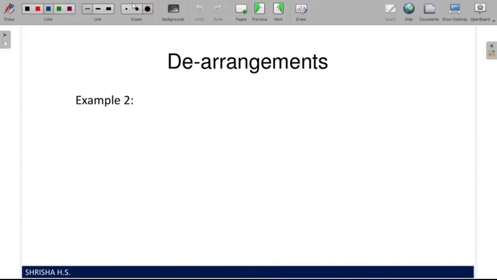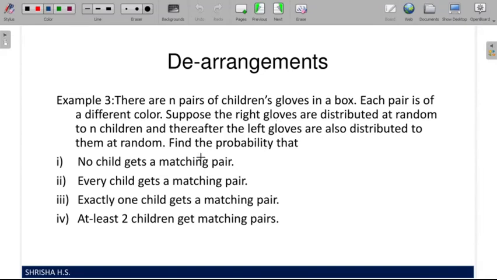How many permutations can be done such that no child gets a matching pair? The first one is directly a de-arrangement, so we have to calculate dn. dn gives all the de-arrangements. Read the question properly: find the probability that no child gets a matching pair. If we are considering only that, then we have to calculate dn.